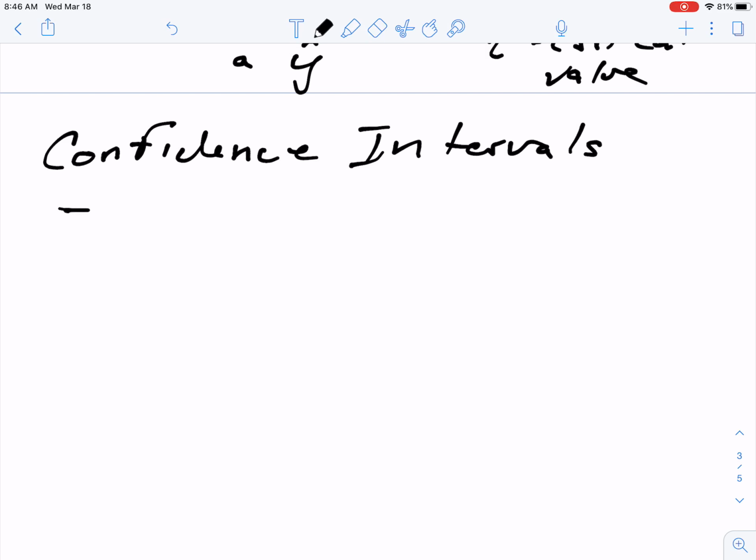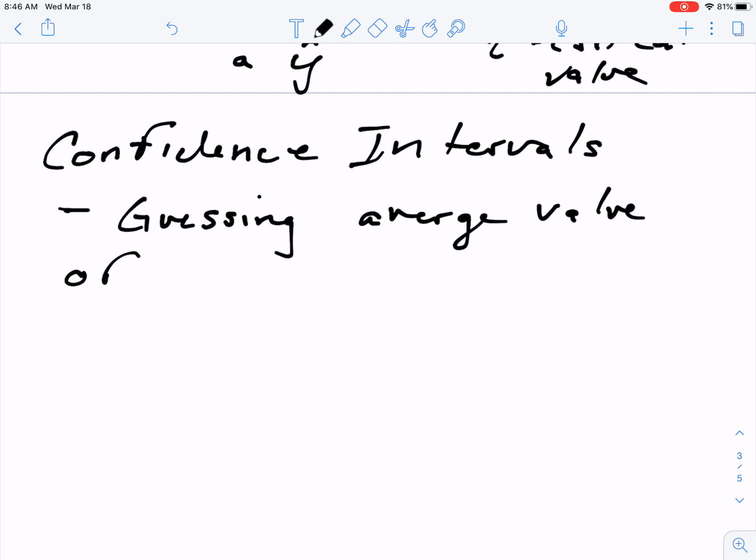This is going to be guessing the average value of y given x. So for example, maybe I'm going to look at 1,000 homes that are all 2,000 square feet. And I want to know the average value of those 1,000 homes. Then I will use a confidence interval, because I'm guessing the average value of y given x for a bunch of homes.